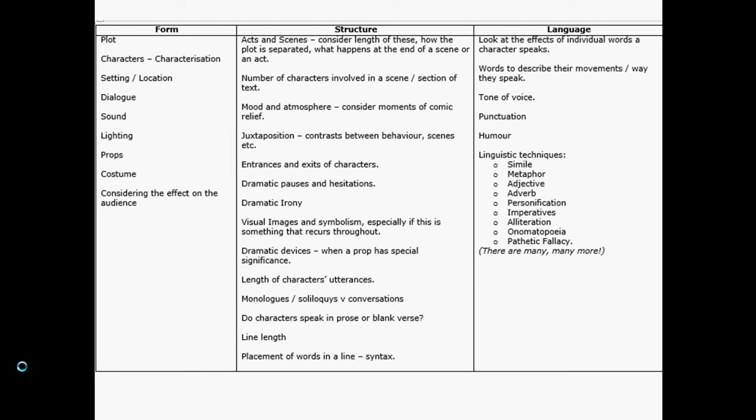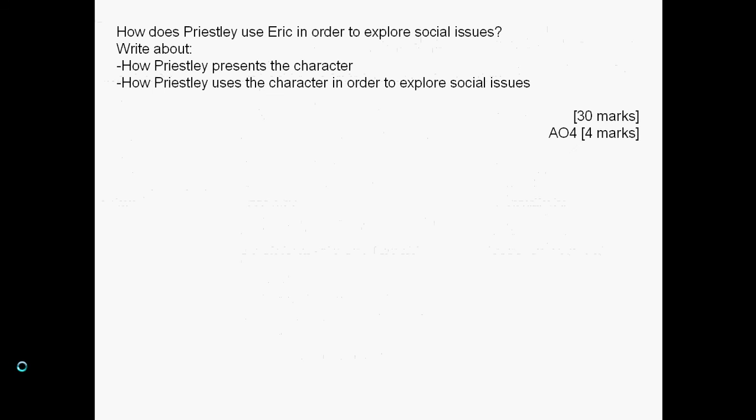Now I'm picking on An Inspector Calls today. You may do a different text. Again, go back to my paper 1 video based on section B to look at what you can do for novels. But these are all different things you can look at for AO2 in order to analyse form, structure and language of a play. Here's a question. How does Priestley use Eric in order to explore social issues? Write about how Priestley presents the character, how Priestley uses the character in order to explore social issues.